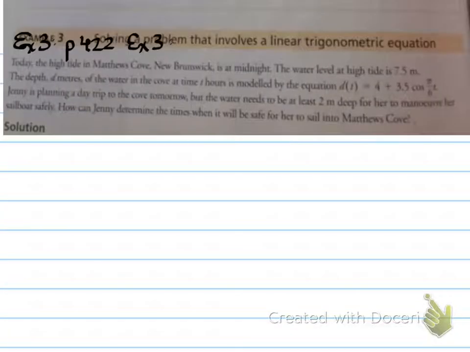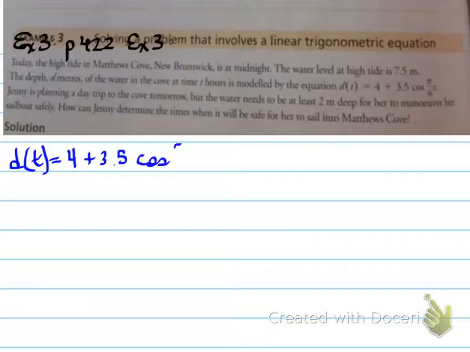Example number 3 from the textbook. So we've just got the question from the textbook talking about the high tide in Matthews Cove. The high tide in Matthews Cove, New Brunswick is at midnight. The water level at high tide is 7.5 meters. The depth d meters of the water in the cove at the time t hours is modeled by this equation. Jenny is planning a day trip to the cove tomorrow, but the water needs to be at least 2 meters deep for her to maneuver her sailboat safely. How can Jenny determine the times when it will be safe for her to sail into the Matthews Cove?